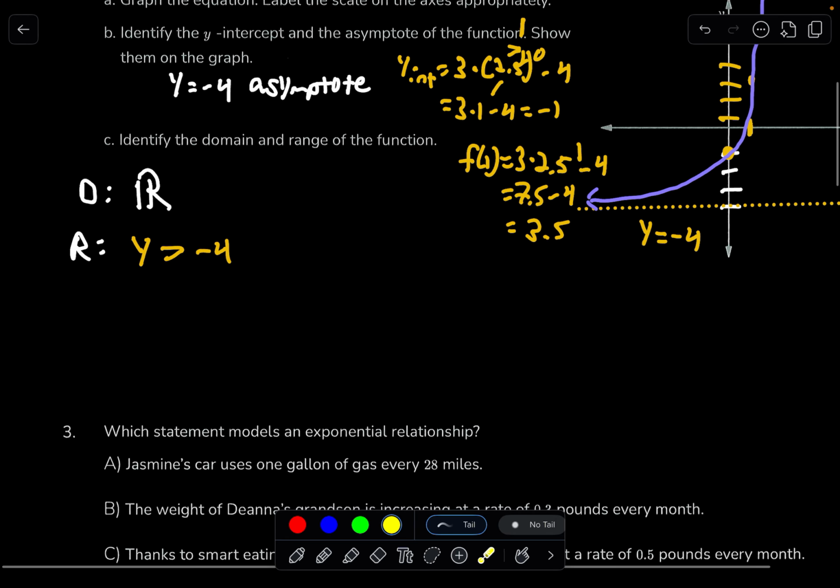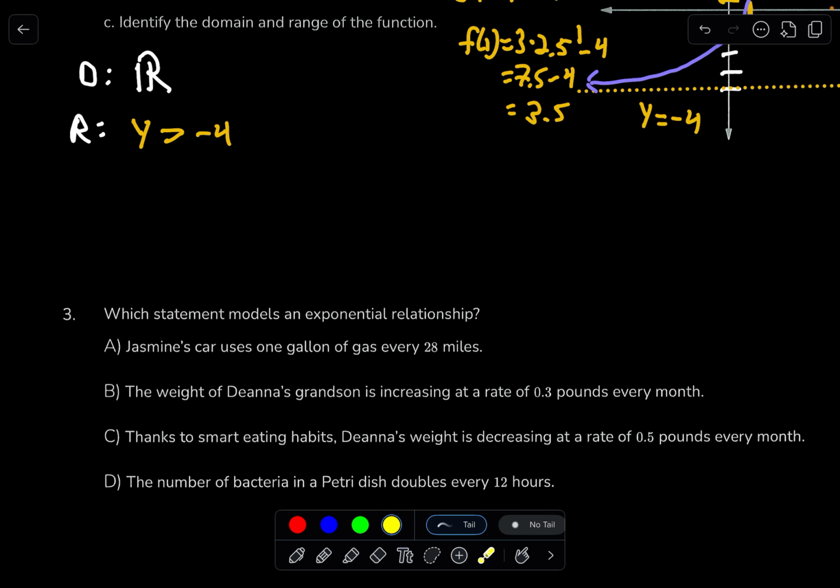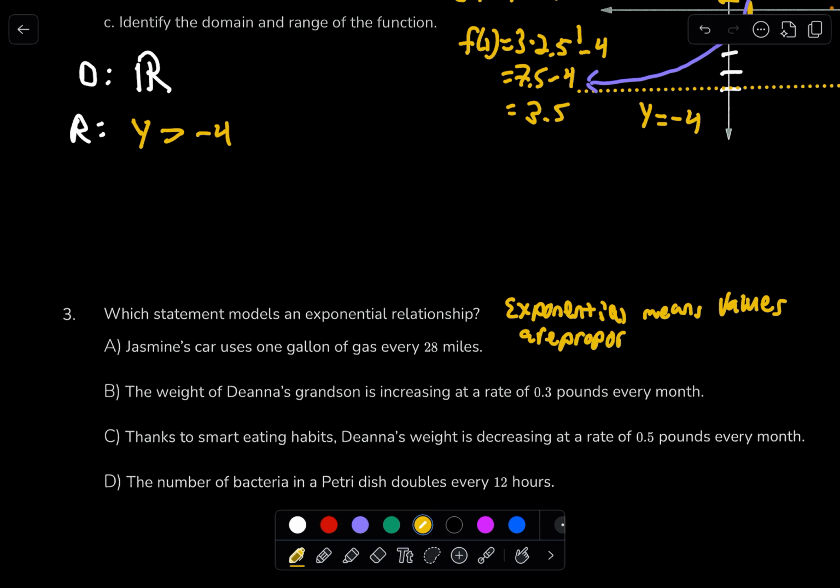All right. Which statement models an exponential relationship? Well, remember, exponential relationship means values are proportional. What does that mean? Well, if you look at some of these statements, like Jasmine's car uses 1 gallon of gas every 28 miles, that's a slope. That's a rate. That's change. You're adding the same value for every 28 miles.